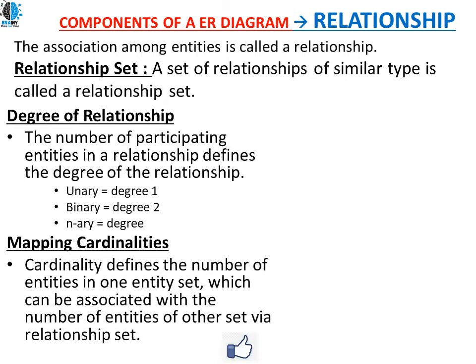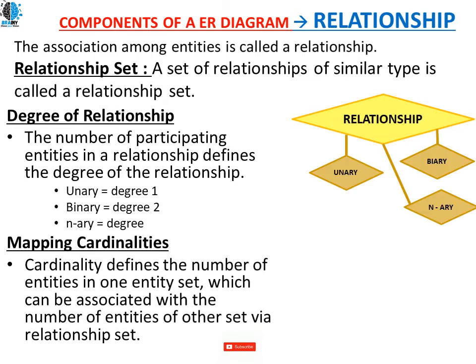So like this, cardinality is going to define how many number of times an entity is going to be in association with some other entities. So relationship is of three types: unary, binary, and n-ary. Unary means degree is 1, binary means degree is 2, n-ary depends upon how many different entities there are. Unary means only one entity will be in relation. Binary means two entities. N-ary means more than two.